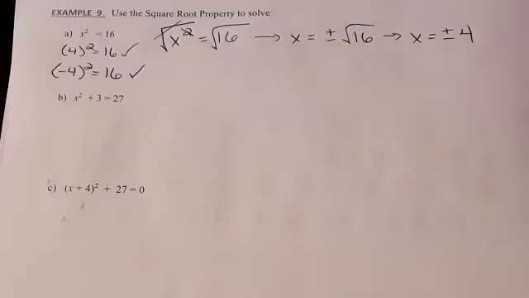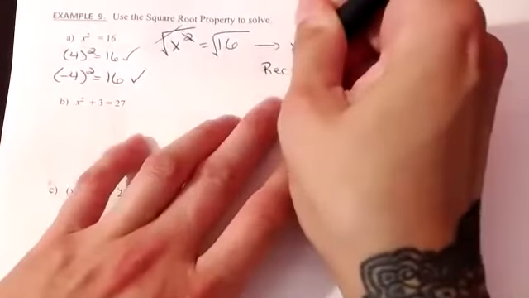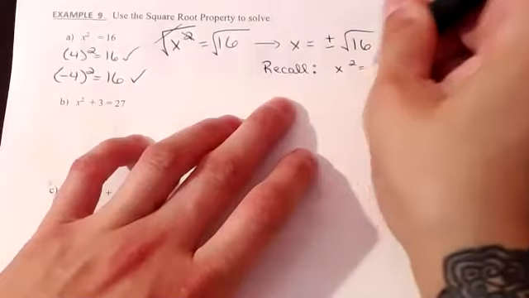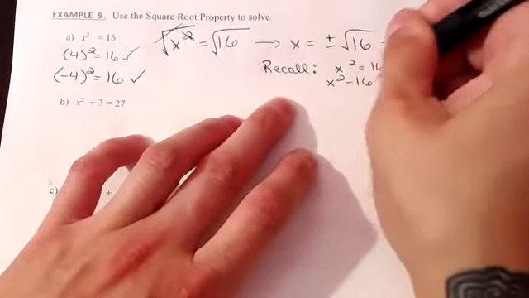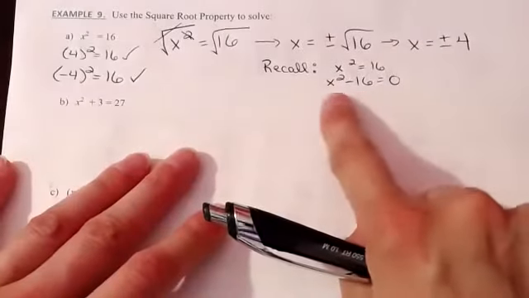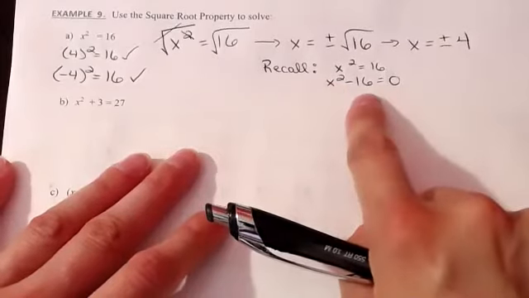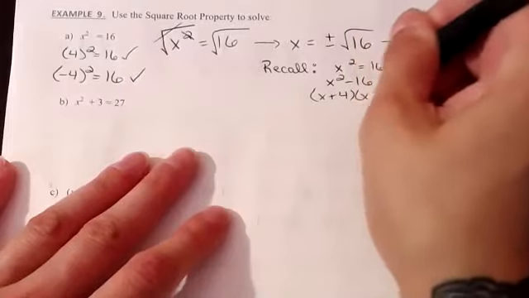Using the square root property is a nice alternative to solving by factoring. We could have set this equal to 0. Let's do a quick recall. I could have said, okay, we know that x squared is equal to 16, so let's bring the 16 over. So x squared minus 16 is equal to 0. Remember this? We did this before. And then you would say, oh, this is a difference of 2 squares. I can factor that. That becomes x plus 4 and x minus 4.